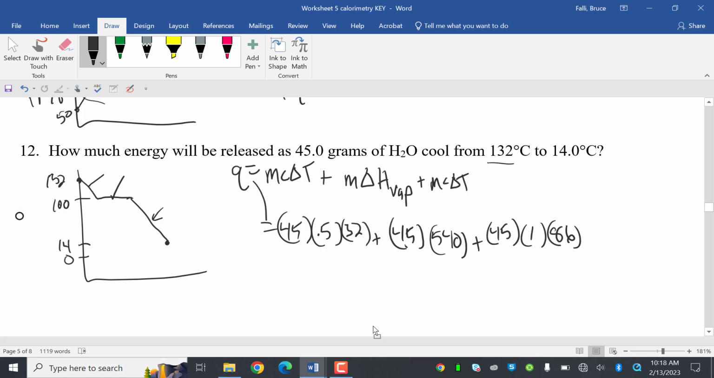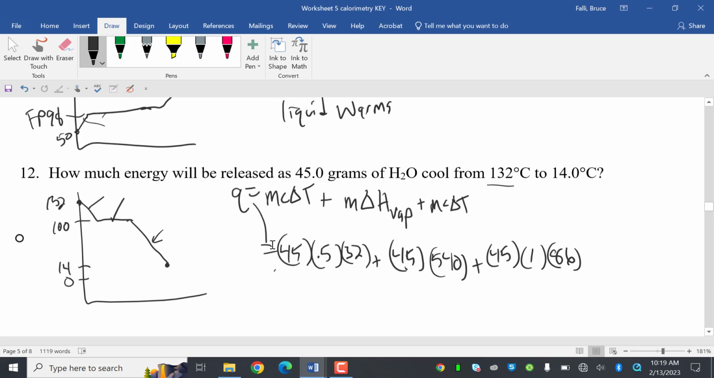Oh no, I forgot my parentheses. Times 45 times 86, close parentheses. I put 48 times 86. I know I typed it in wrong. 45 times 0.5 times 32, enter. Plus quantity 45 times 540, close quantity. Plus quantity 45 times 1 times 86, close quantity, 28,890.